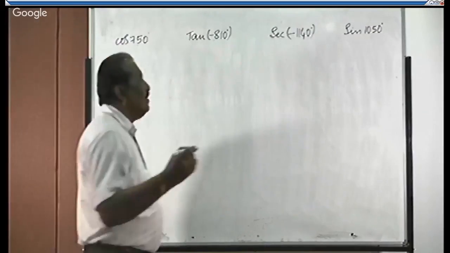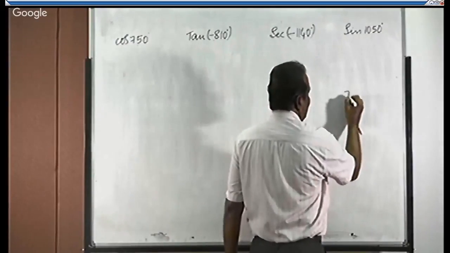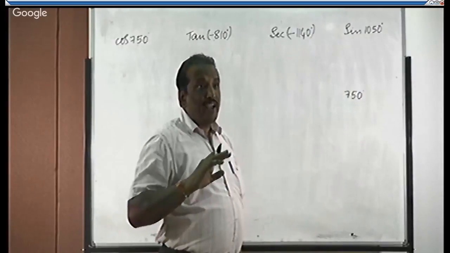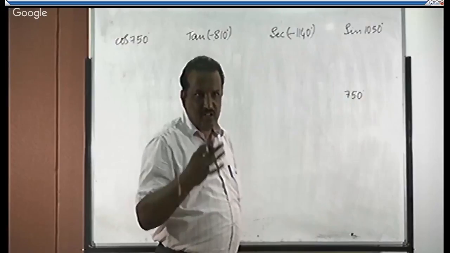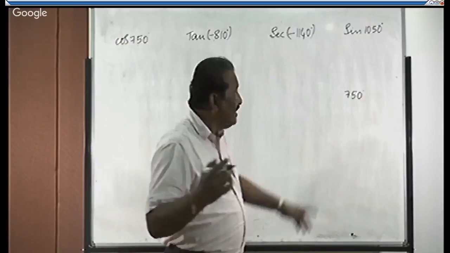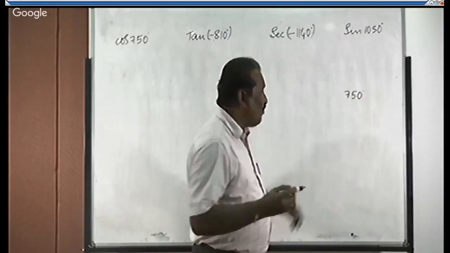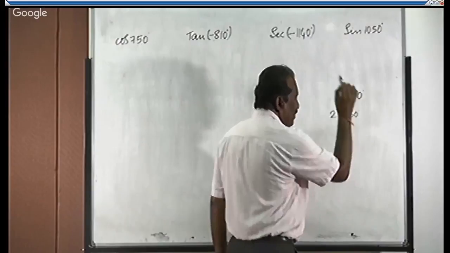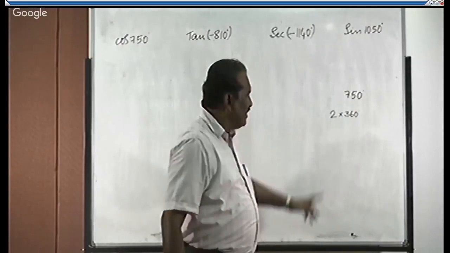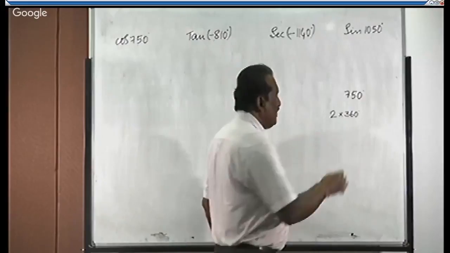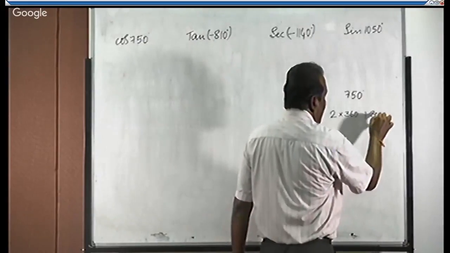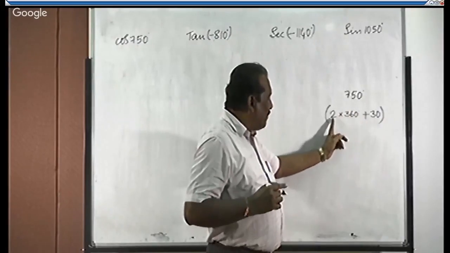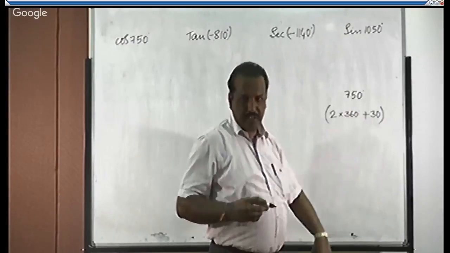For example, say 750 degree. 750 degree is more than twice 360 degree, because 360 into 2 is 720. Still it is greater than 720. Therefore, I just write it as 2 into 360, that is 720, then the remaining is plus 30. Observe here, 750 is rewritten as a multiple of 360 plus something.